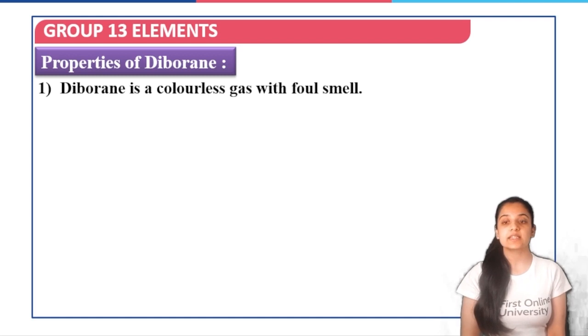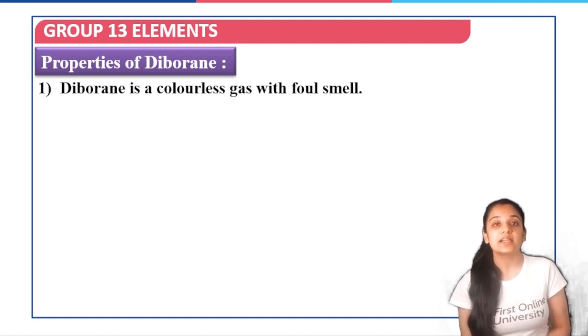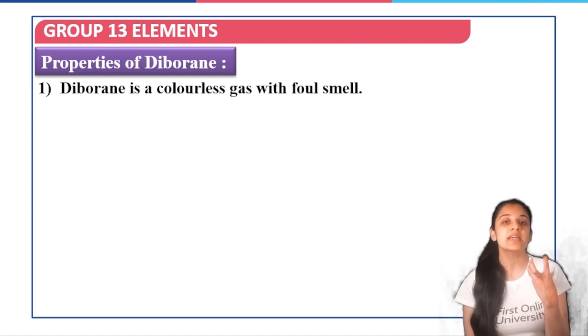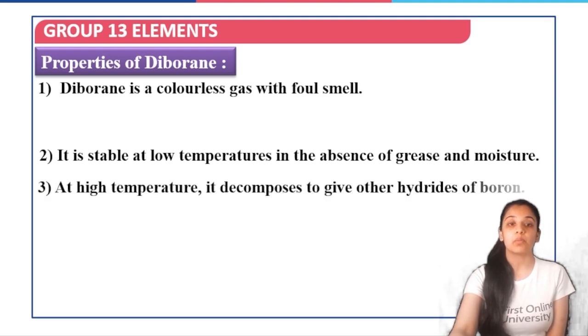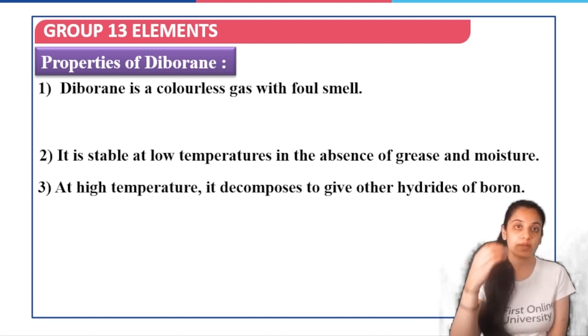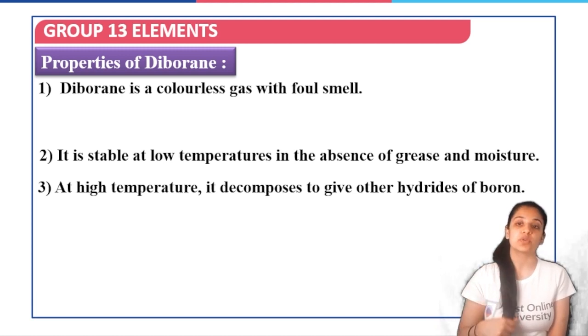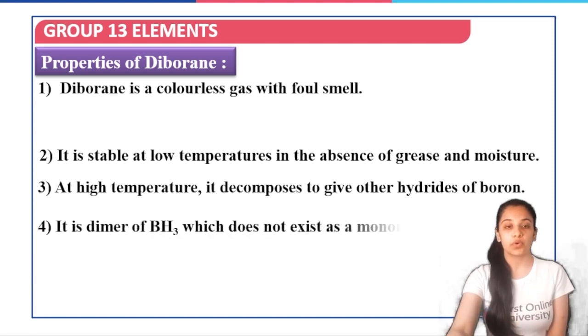So firstly, let us discuss the physical properties. It's a colorless gas, okay? That means it's in the gaseous form and it has a very foul smell. It is stable at low temperatures in the absence of grease and moisture. At high temperature, it decomposes to give other hydrides of boron. So B2H6 is going to decompose to give other hydrides of boron.